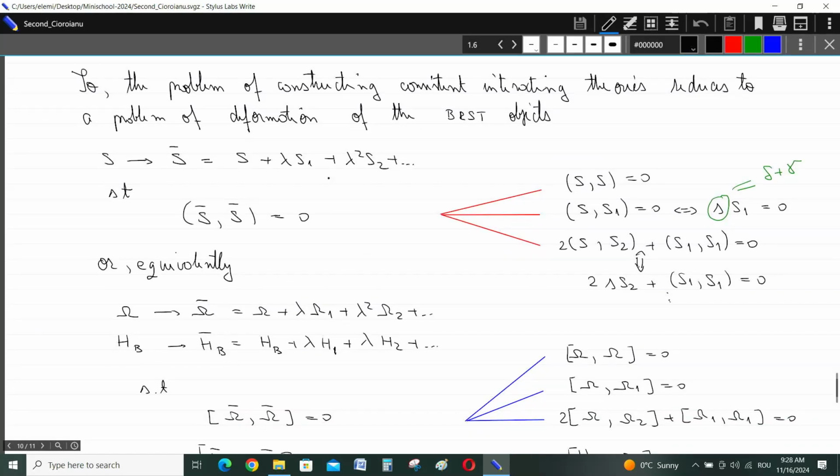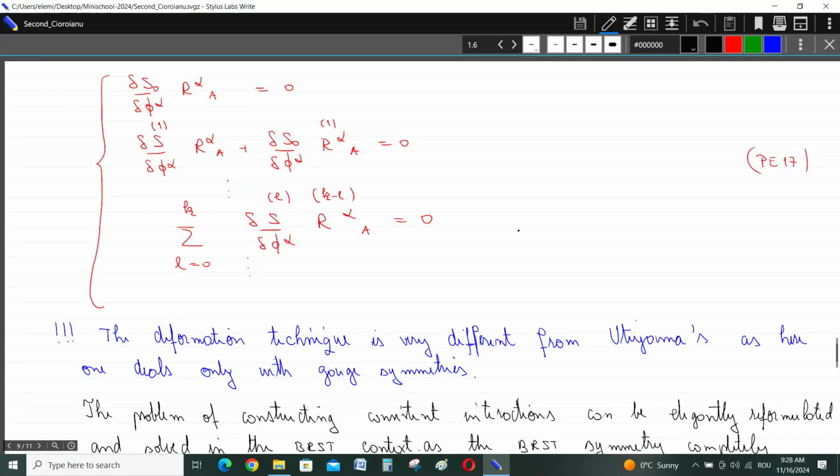To determine this S bar, we project this classical master equation on various orders in the coupling constant, lambda here, and obtain this tower of equations. Among these, this equation is verified by assumption, because S is the solution to the classical master equation for the original theory. It is, let's say, more or less equivalent with this equation, which is satisfied also by assumption, because R alpha, capital A, are gauge generators for the original action S naught.